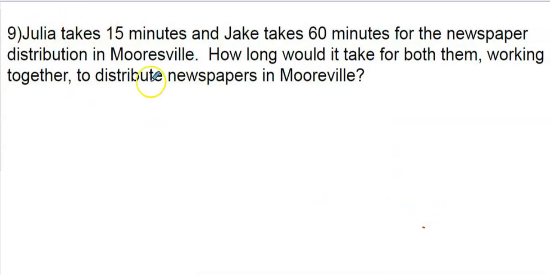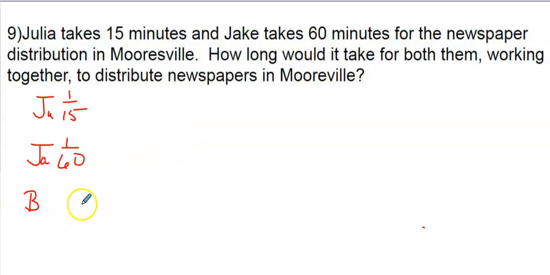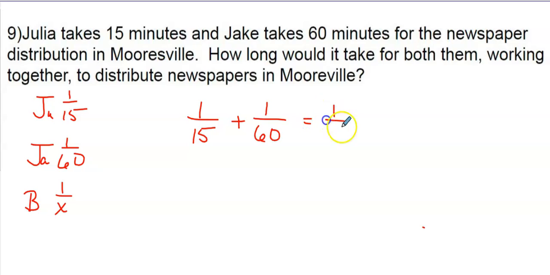Julia takes 15 minutes. Julia is 1 over 15. Jake is 1 over 60. And then how long does it take for both of them? Both, or together, is 1 over x. Okay, 1/15 plus 1/60 equals 1 over x.